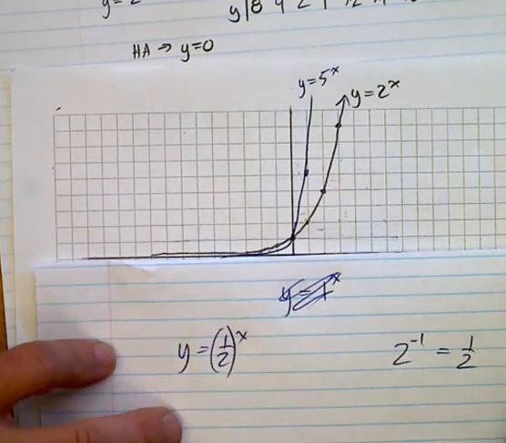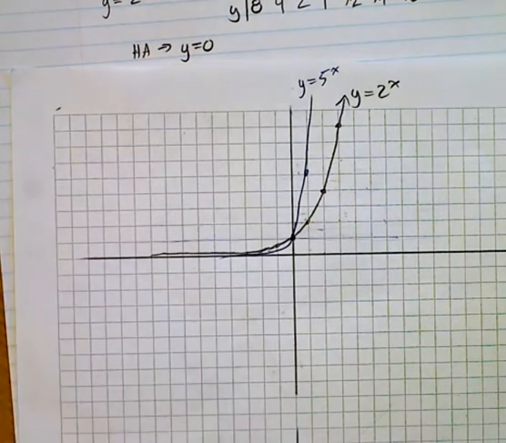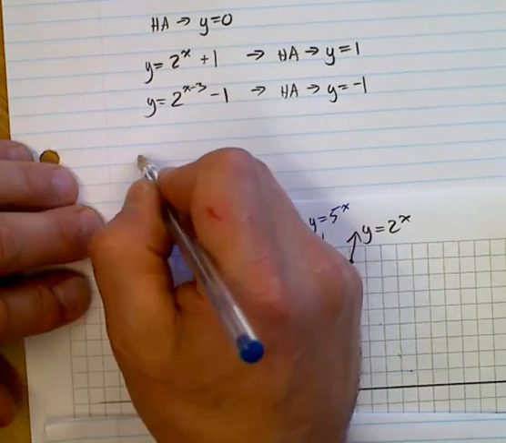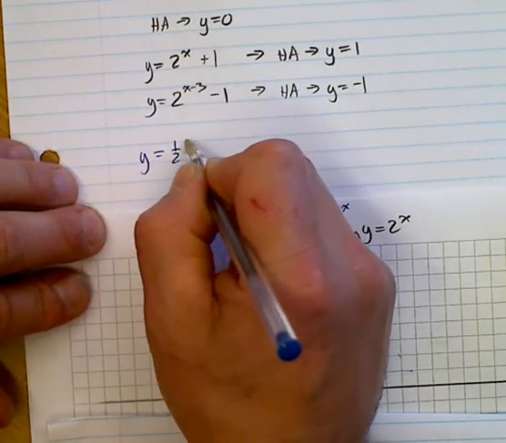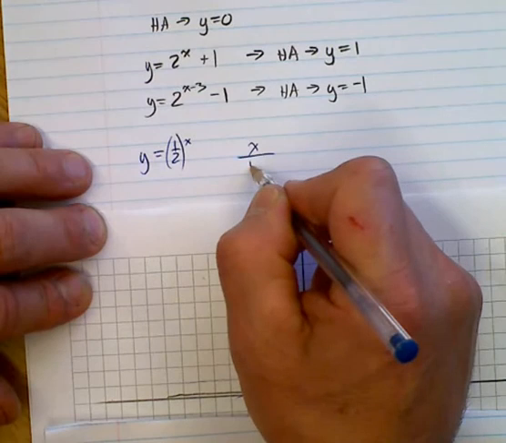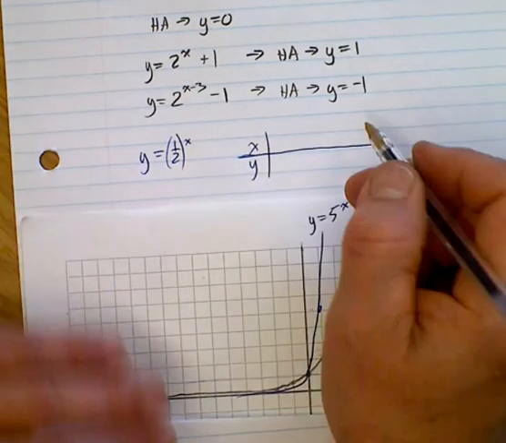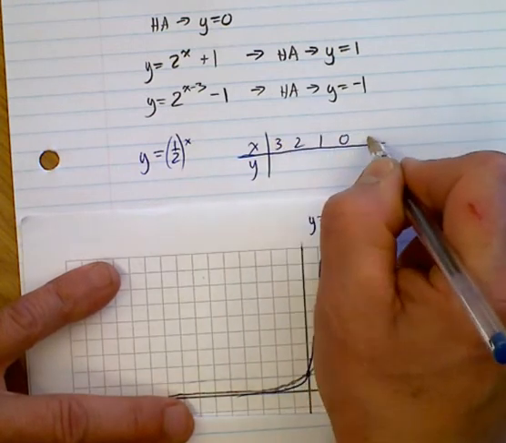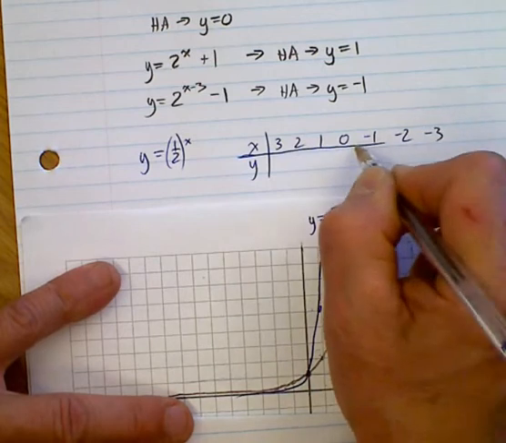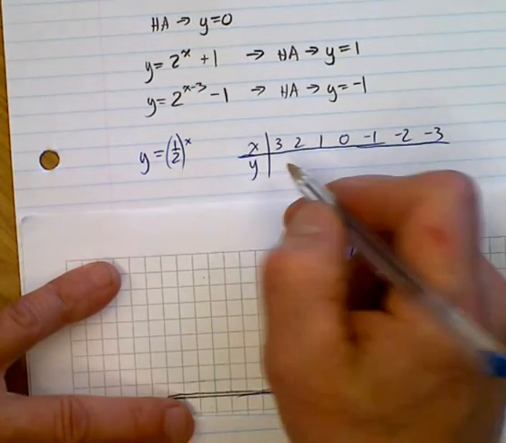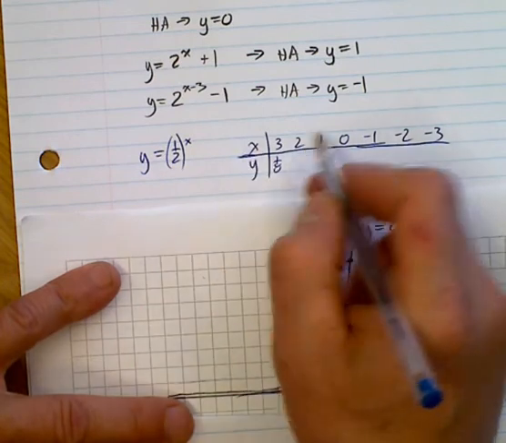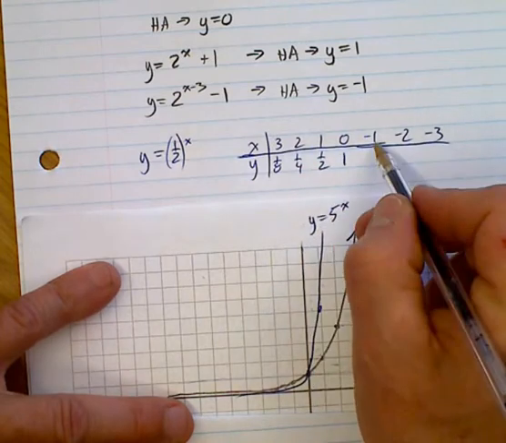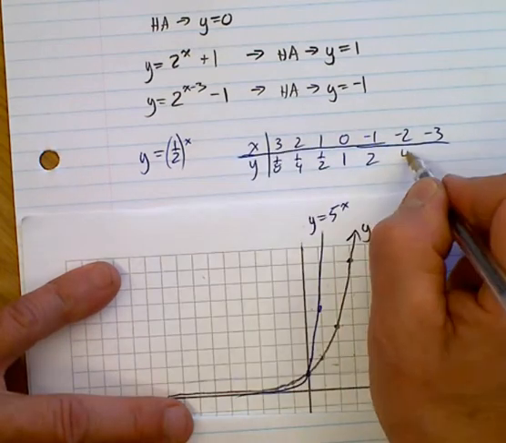So what we need to do is make a table of values for y is equal to 1/2 to the power of x. And here we go, we're just going to make a table of values, boom, boom. So if x, let's do it again, 3, 2, 1, 0, -1, -2, -3. So 1/2 cubed is 1/8. 1/2 squared is 1/4. 1/2 to the 1 is 1/2. 1/2 to the 0 is 1. Now -1 means you flip it, so it's going to be 2, and then 4, and then 8.